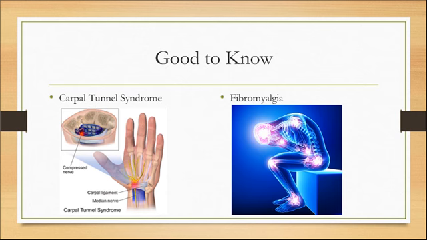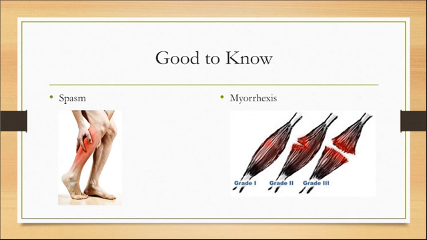Fibromyalgia. This is a chronic condition with widespread aching and pains in the muscles and fibrous soft tissue. It can be a little more difficult to diagnose, and treatment can be complex as well. Next, we have two more conditions, spasm and myorrhexis. Spasm, I know we all kind of know what a spasm is, but it's one of those definitions we don't see quite often. It's a sudden, involuntary, strong muscle contraction.